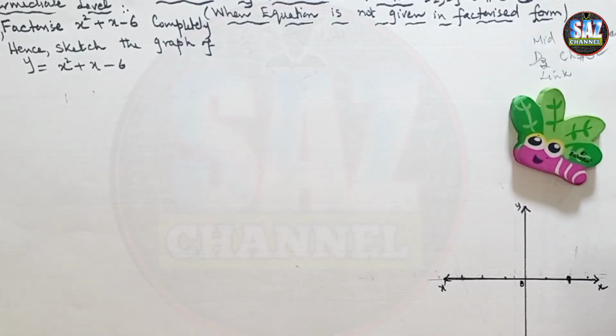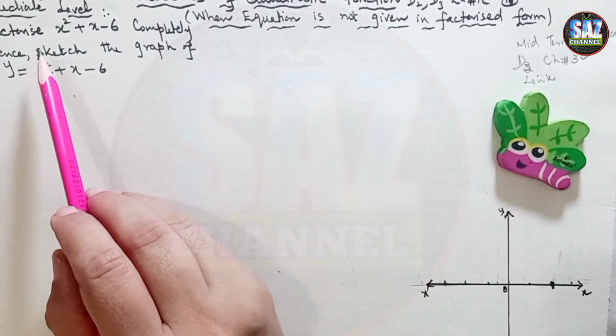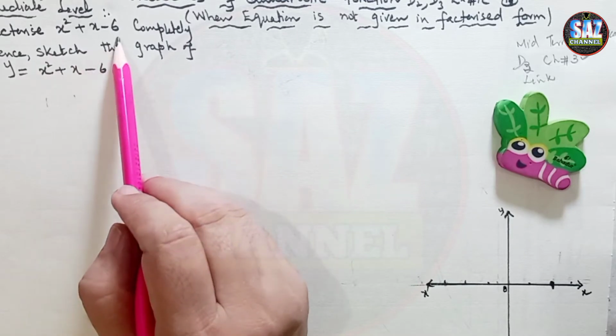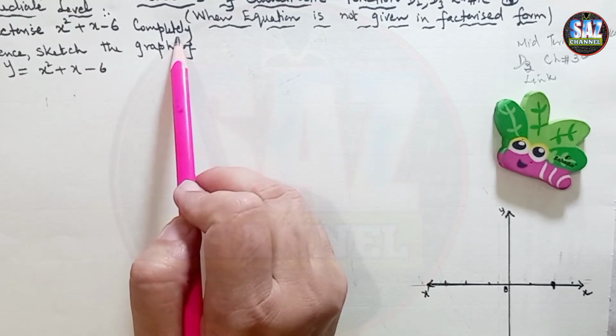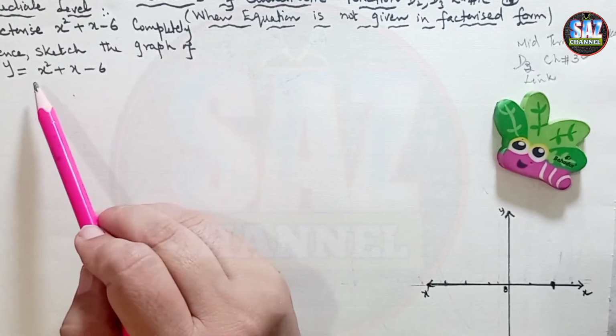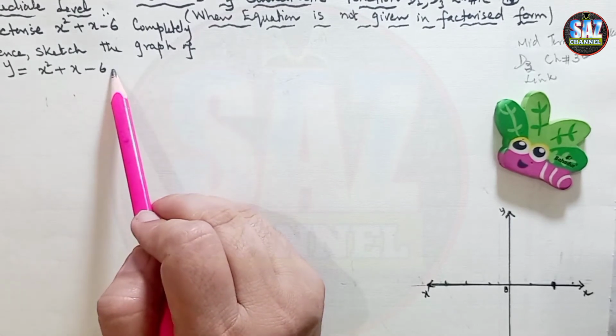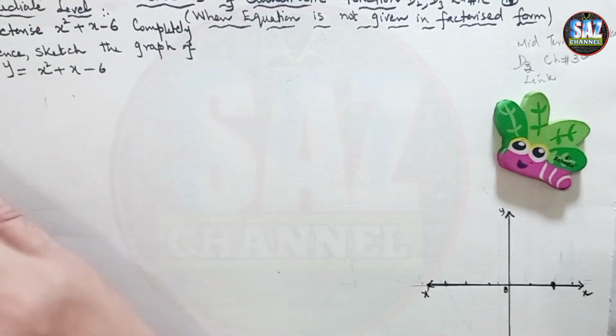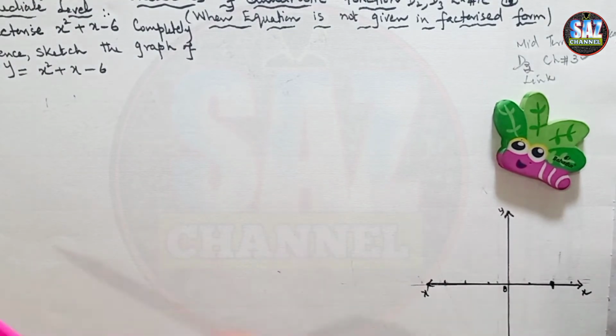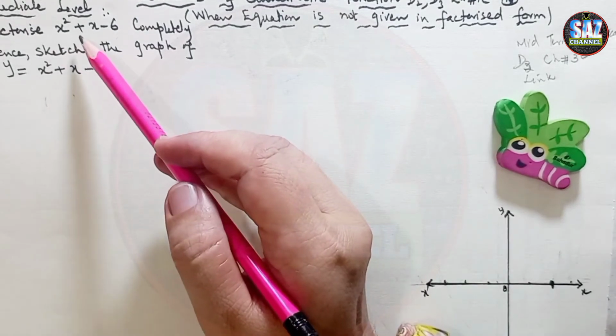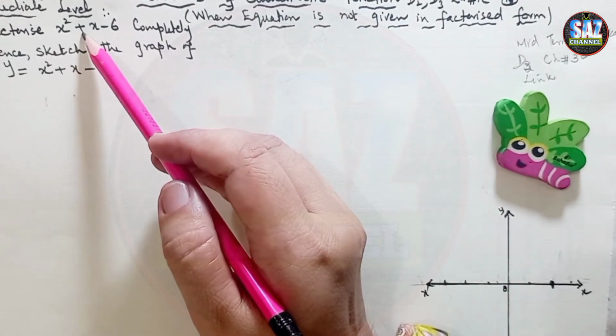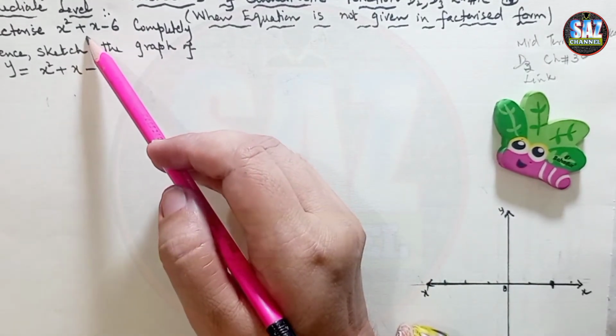So let's move to question number 5, and let me read the question from the book. Question 5 says: factorize x square plus x minus 6 completely and then hence sketch the graph of y equals to x square plus x minus 6. So when the equation is not already given in factorized form, you have to first decide whether we can apply hit and trial or midterm breakage method here, or we have to apply the completing square method.